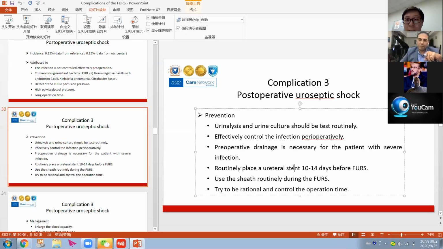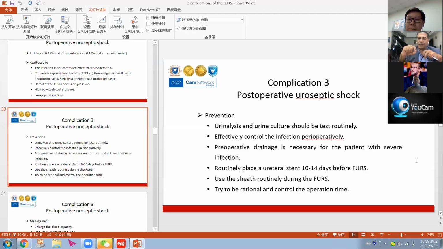But although we do all of this, still some patients will get uroseptic shock postoperatively. I think maybe this will be influenced by the genes of the patient, or the bacteria in his body are different.